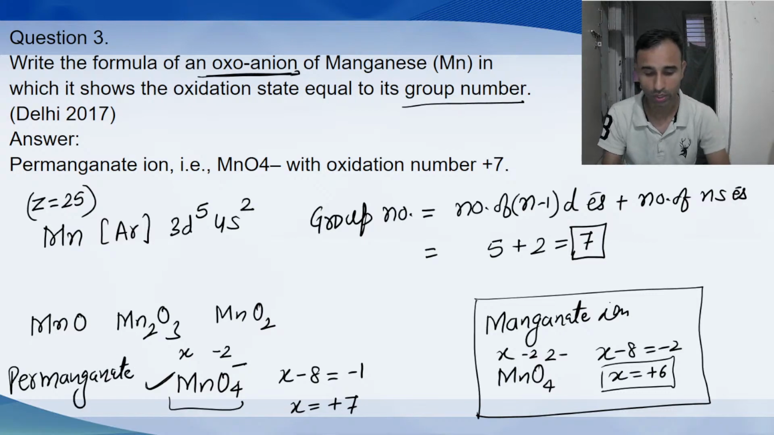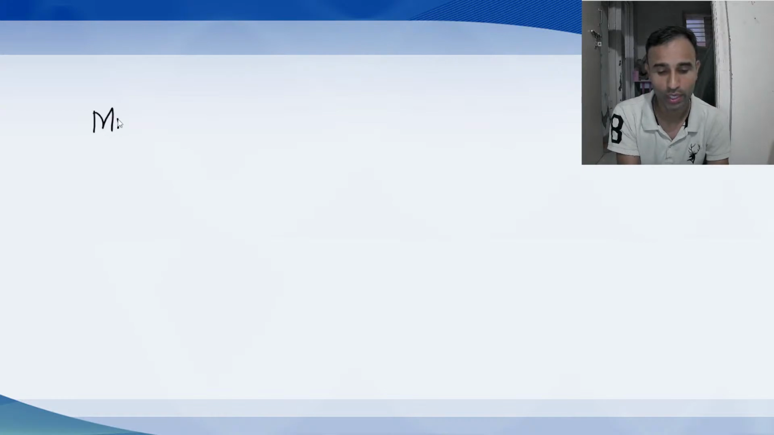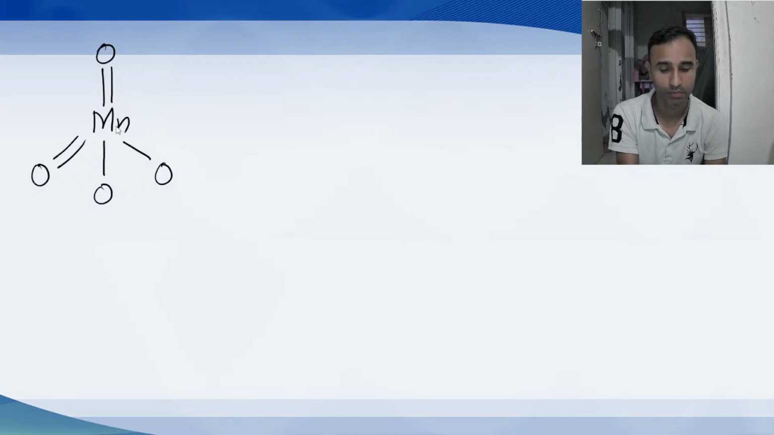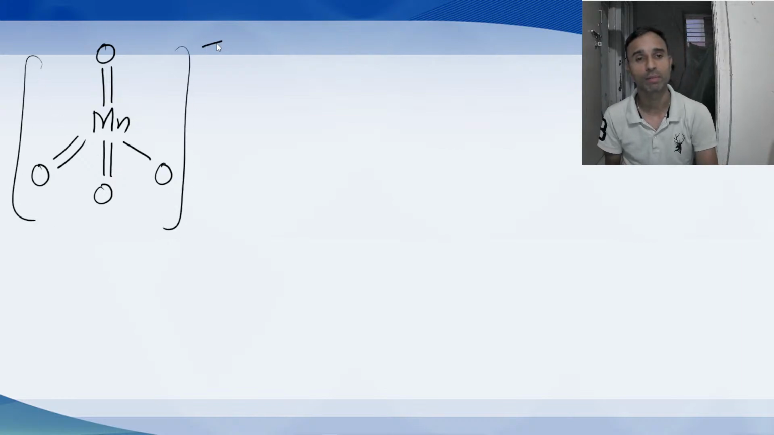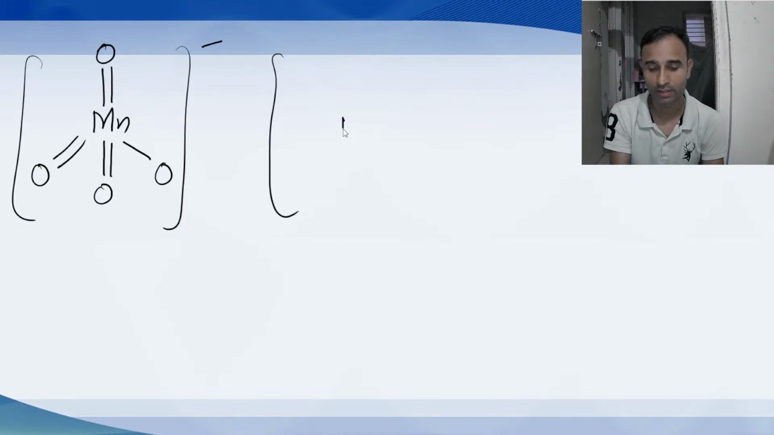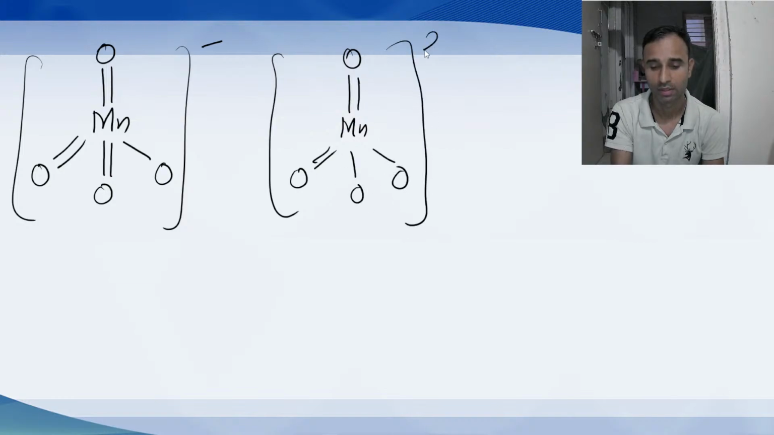And you can draw its shape. MnO4 negative is tetrahedral. This is permanganate, and this is manganate. Okay.